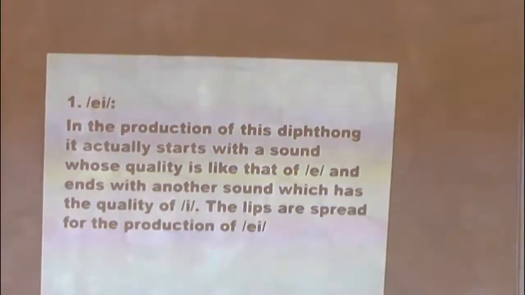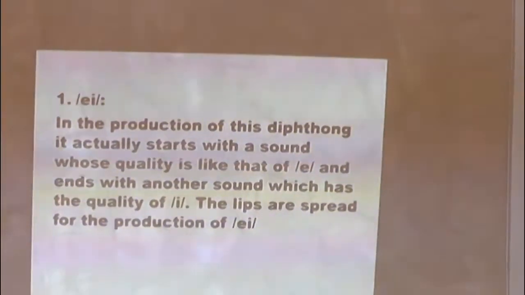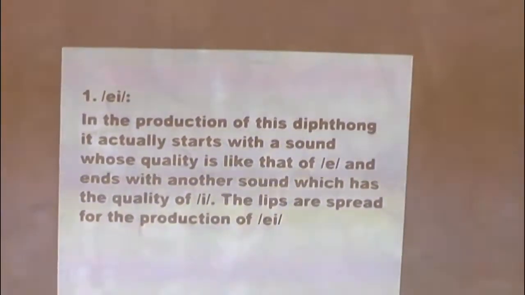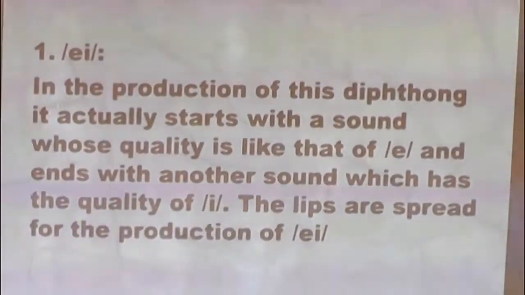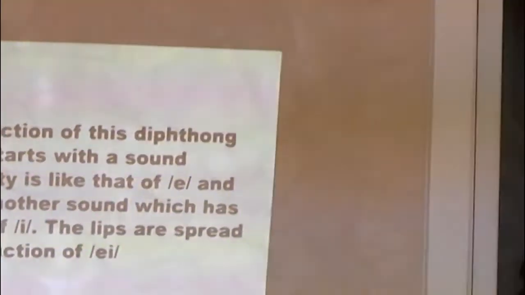Now, when you pronounce this diphthong sound, it starts with a sound whose quality is like that of the first vowel and ends with another sound which has the quality of the second. The lips are spread for the production of the sound. For example, we have face, rain, red, eggs, bed, break, stadium, train, plane, etc.